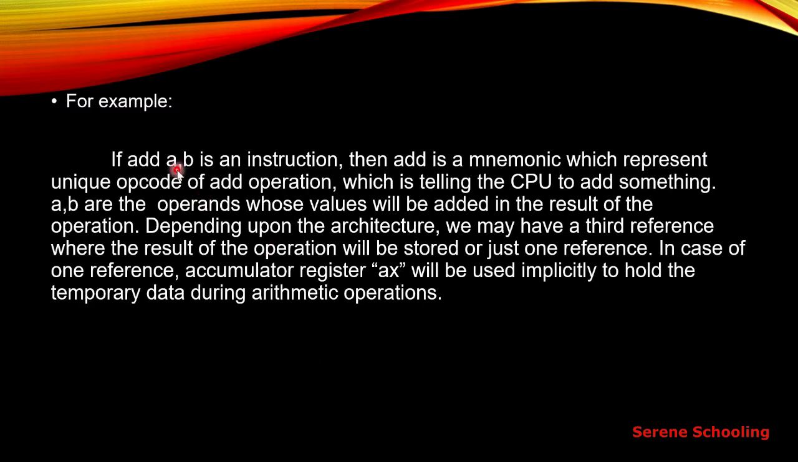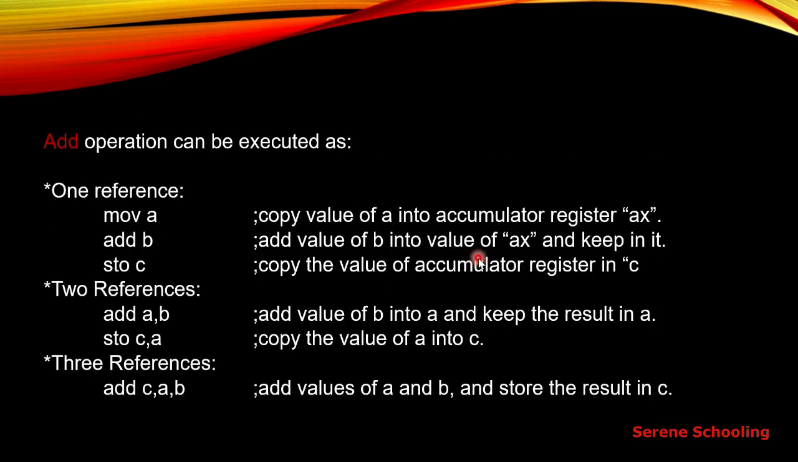So here, for example, if add a comma b is an instruction, you can see that add is a mnemonic and this whole add a comma b is an instruction. Add is a mnemonic which represents the unique opcode of the add operation, which is telling the CPU to add something, like add a and b, and the result will be stored in the a variable. And depending upon the architecture of the computer, we may have a third reference where the result of the operation will be stored, and we will see this reference thing in the very next slide. In case of one reference, the accumulator register AX will be used to hold the temporary data used during the arithmetic operations. Okay.